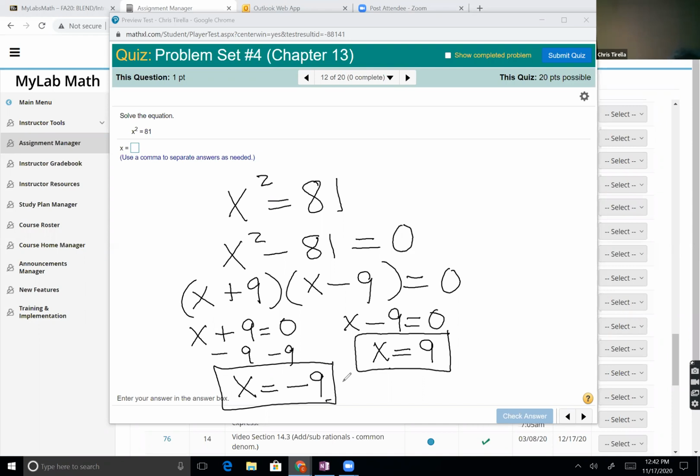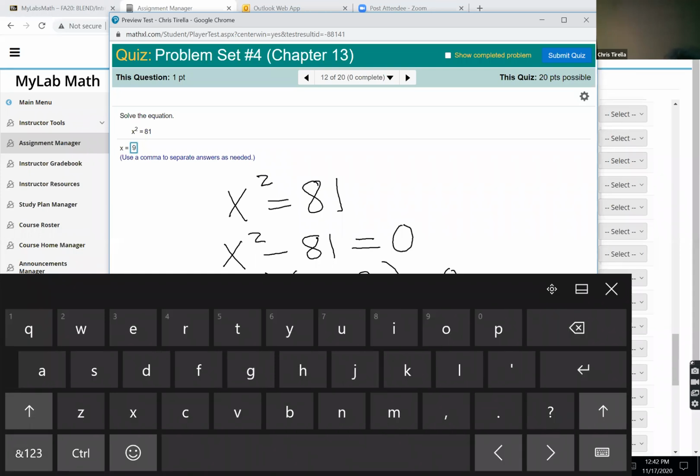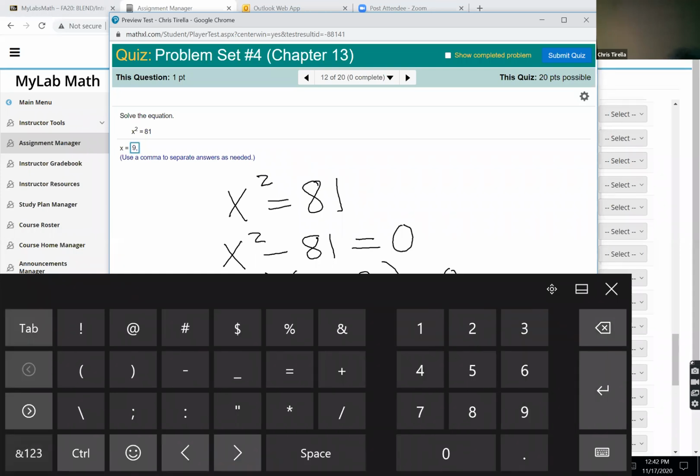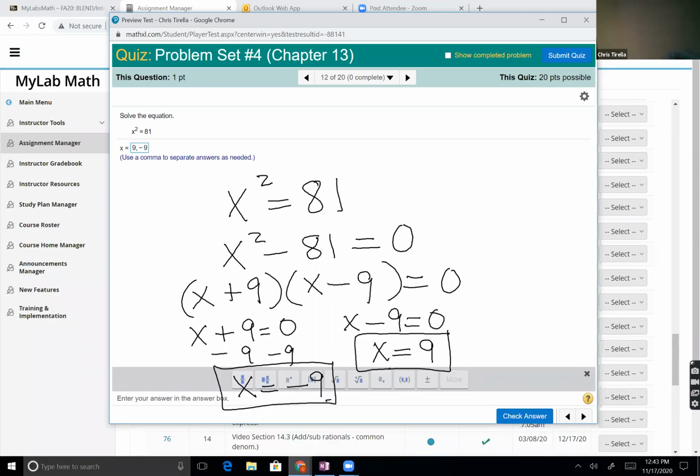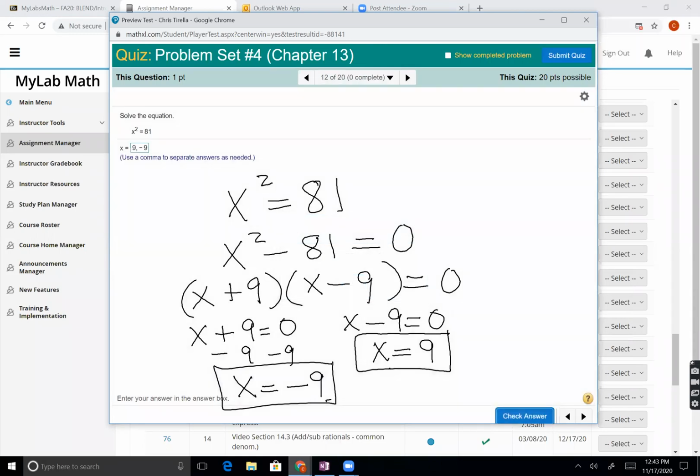All right? So what would we put in that box? Would we put 9, negative 9, comma? Oh, I see. You type in, let me pull up my keyboard and type in 9. They tell you to put a comma in between. There's 9, negative 9. Yay, we got it.